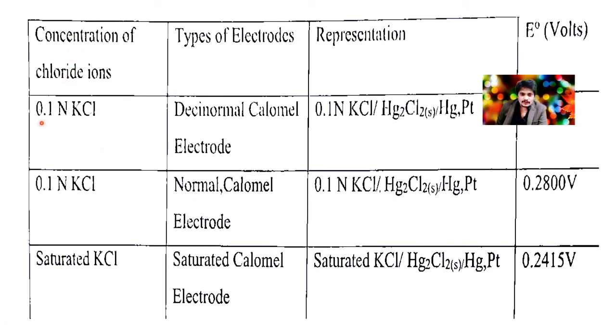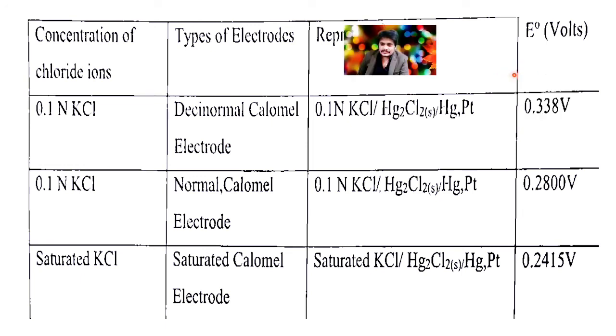So if the concentration of chloride ions is 0.1 normal KCl, so Cl minus ions are a part of potassium chloride, that is the reason for KCl. Then the calomel electrode is called a decinormal calomel electrode, and this is how it is represented. The standard reduction potential value of this decinormal calomel electrode is 0.338. This is very important from the examination point of view.